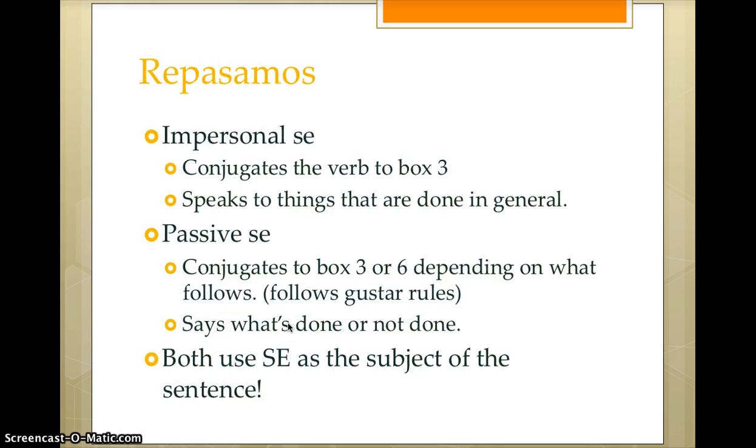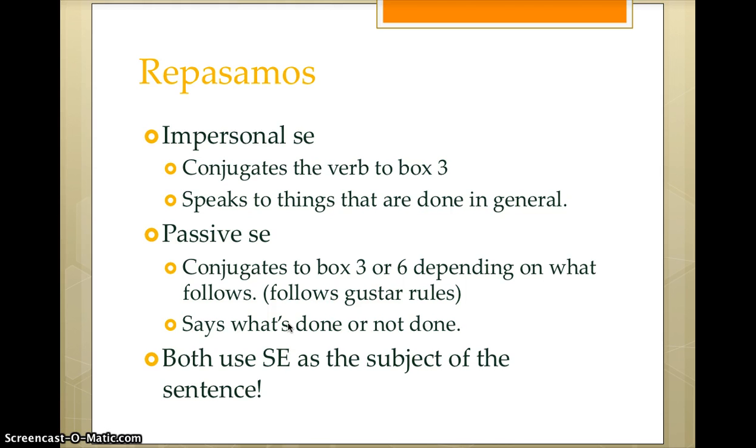So para repasar, the impersonal se conjugates the verb to box 3. It speaks to things that are done in general. Se estudia mucho en CMA. Se aprende mucho en la universidad.